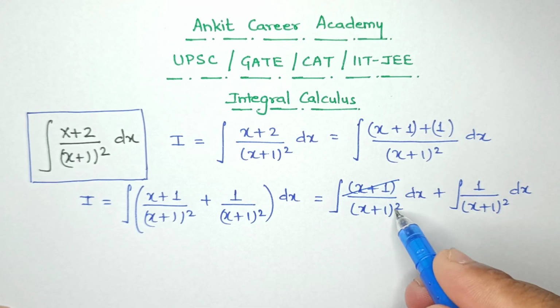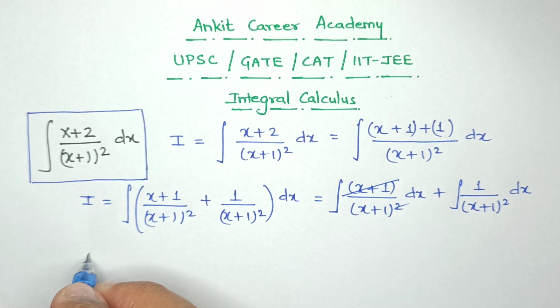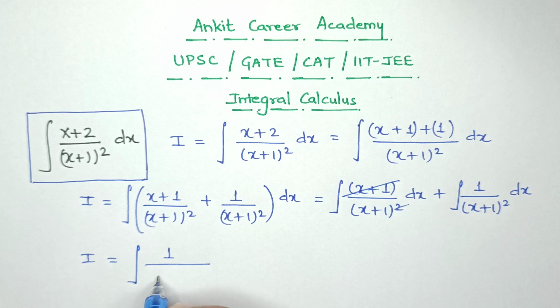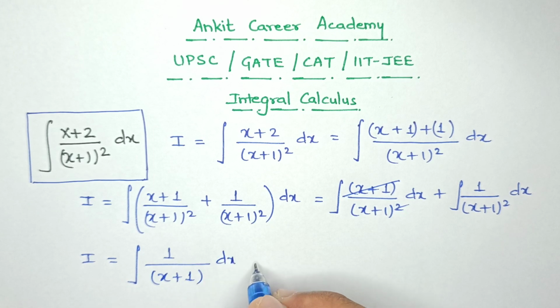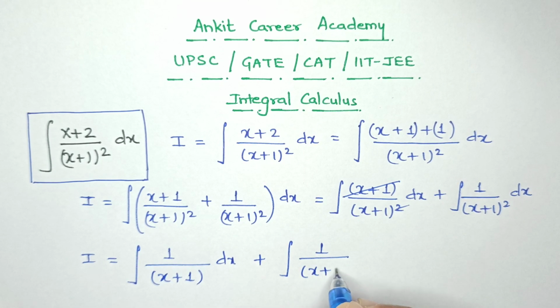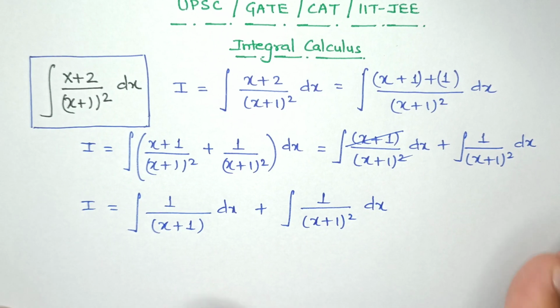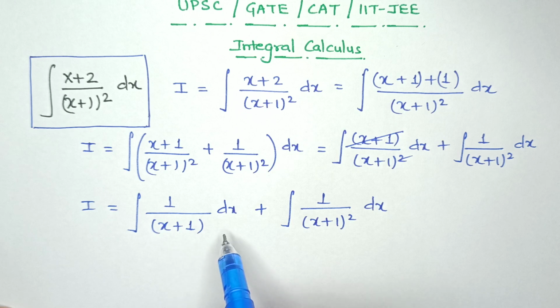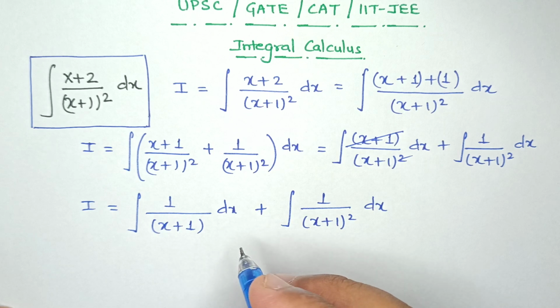So now x + 1 gets cancelled out from here. That means we now have I equal to the integration of 1 divided by (x + 1) dx plus the integration of 1 divided by (x + 1) whole square dx. Now if you notice, we have a situation where we can directly apply the formula. The integration of 1 upon x dx is technically log of x.